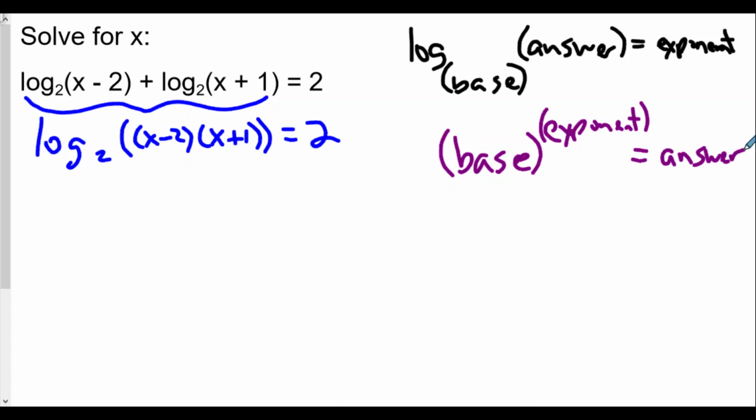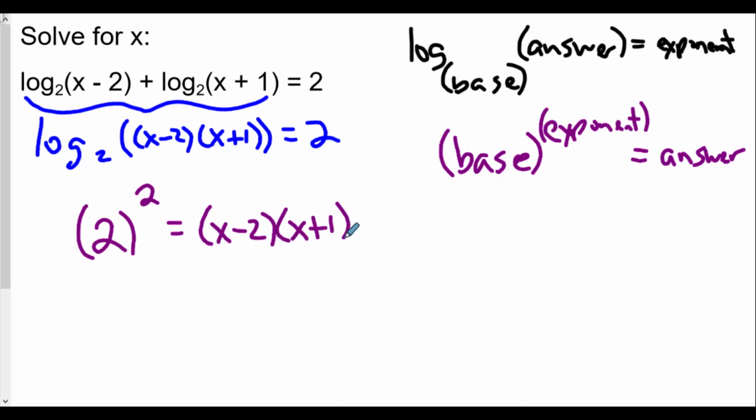So we see in this case the base is going to be the same base for both the log and the exponential equation. In this problem, our base is 2. Our exponent, looking at the log, is also 2, the second 2 on the outside all the way to the right. So we have 2 to the second is equal to the answer, which is that inside part of the log, x minus 2 times x plus 1. And so this is your equation.